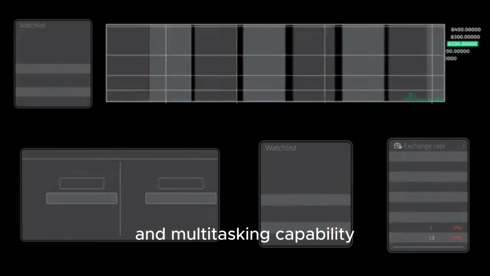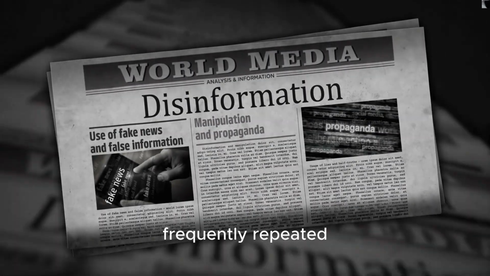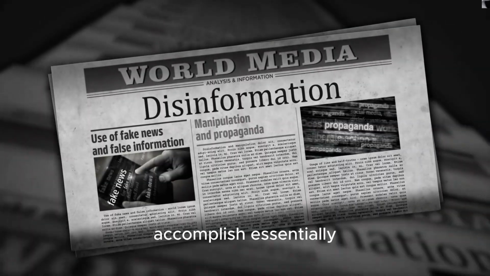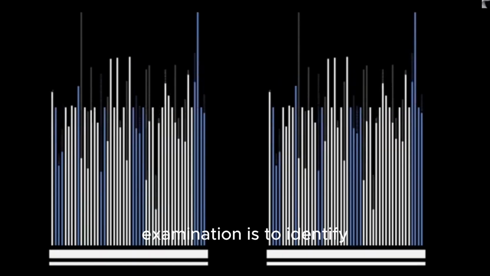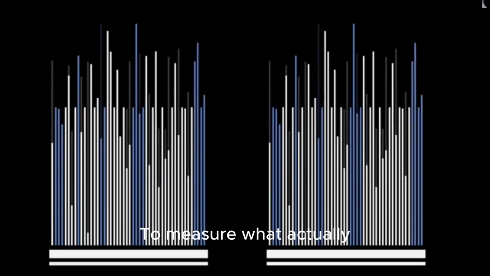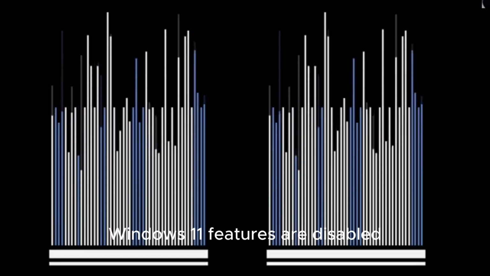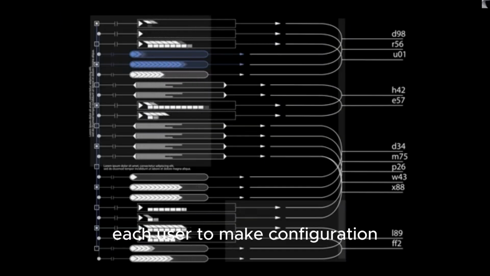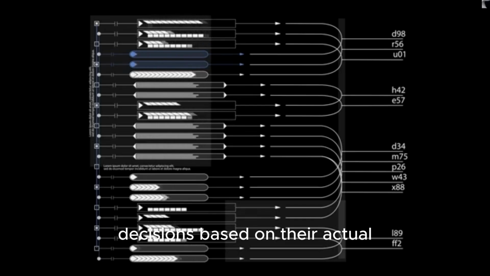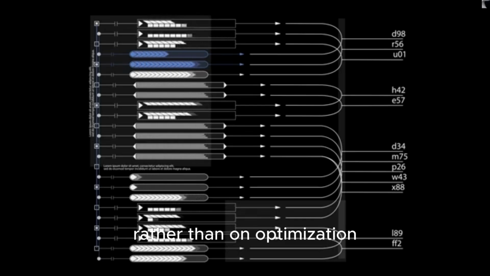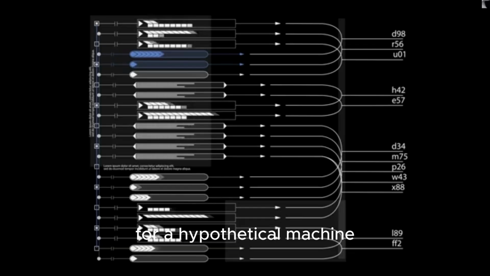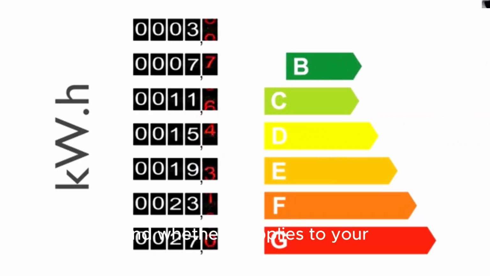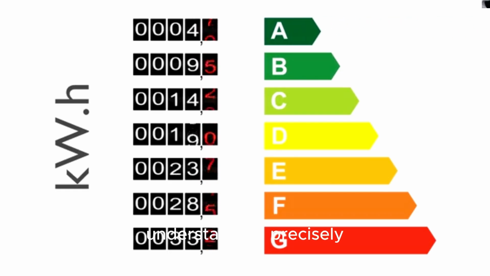and multitasking capability. And there are myths, widespread, frequently repeated, technically unfounded, that lead users through lengthy optimization procedures that accomplish essentially nothing. The goal of this examination is to identify which is which, to measure what actually happens when specific Windows 11 features are disabled, to explain why the results look the way they do, and to provide the framework that allows each user to make configuration decisions based on their actual hardware and their actual workflow rather than on optimization advice written for a hypothetical machine. The 4 gigabyte figure will be examined honestly. What it means, where it comes from, and whether it applies to your situation is worth understanding precisely.